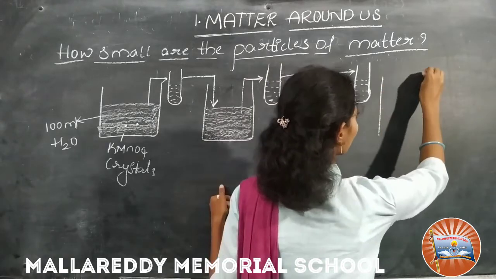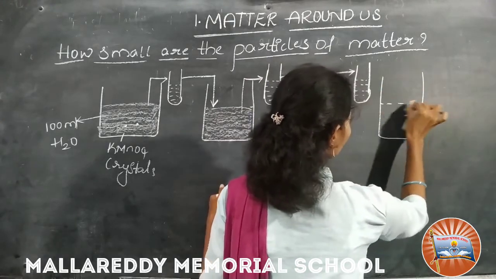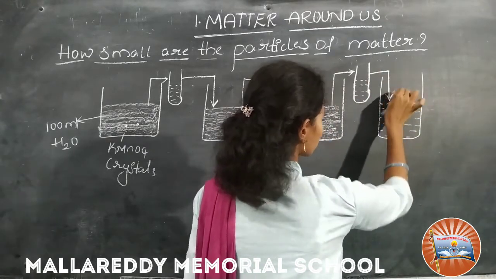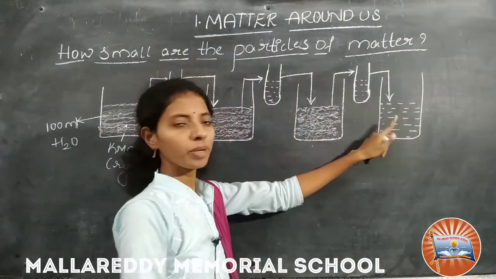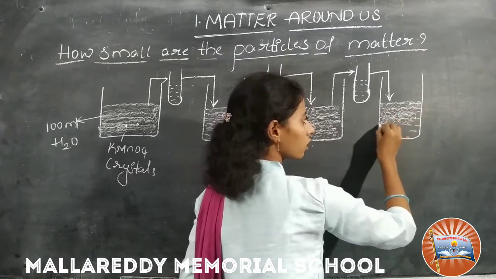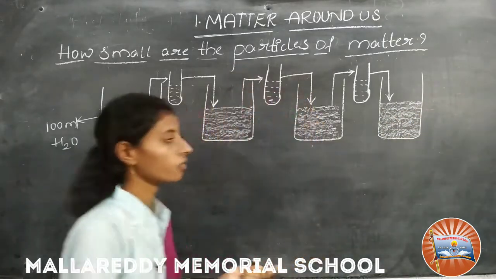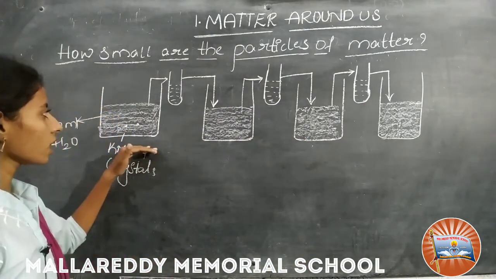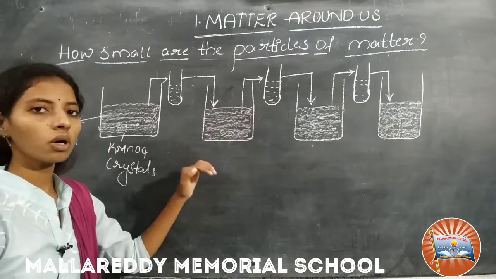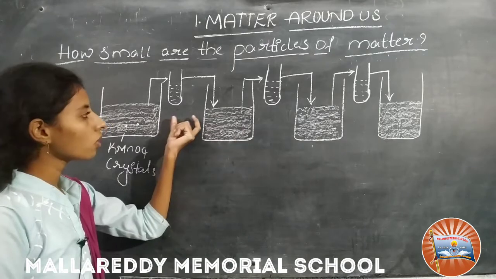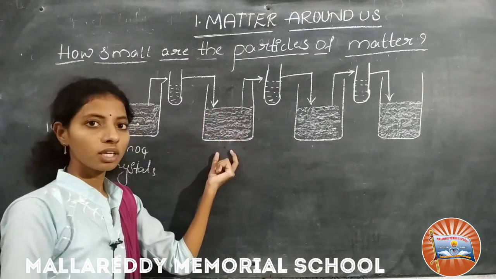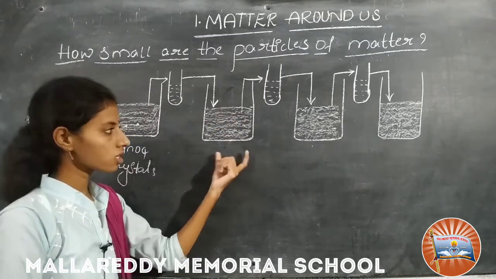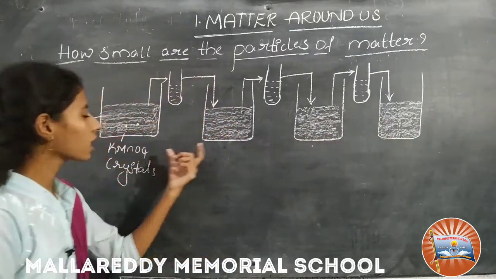Again we have to take one more beaker. In this also we have to take 90 ml of water and again we have to add this 10 ml of solution into this beaker. So again the solution turns pink in color. So here we are repeating this 3 to 4 times. Every time we are taking 10 ml of water out and adding the 10 ml into 90 ml of water. That 90 ml of water changes into pink color completely. In all the beakers we are observing the color solutions.